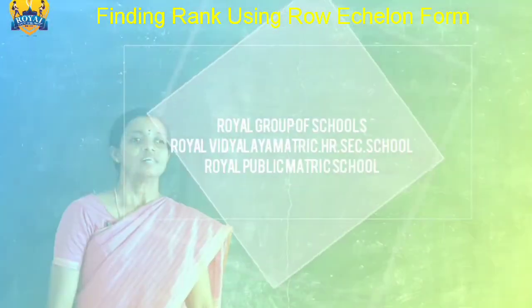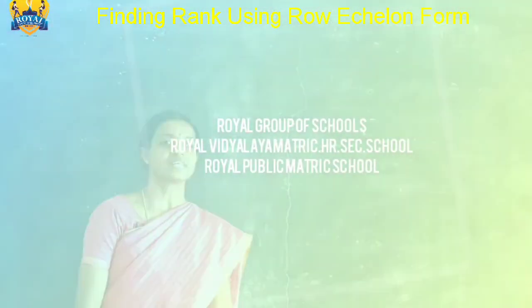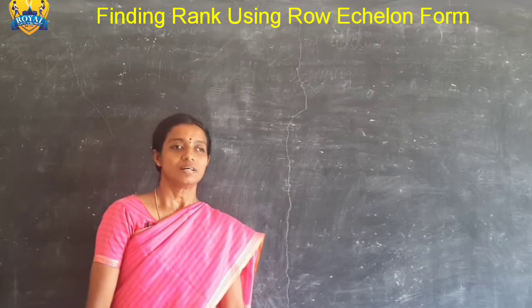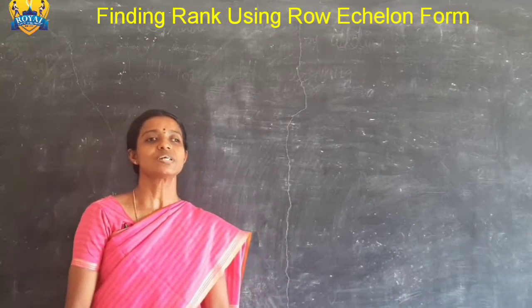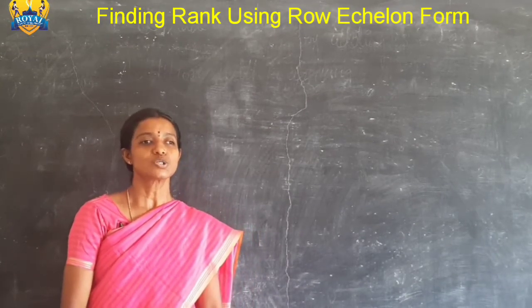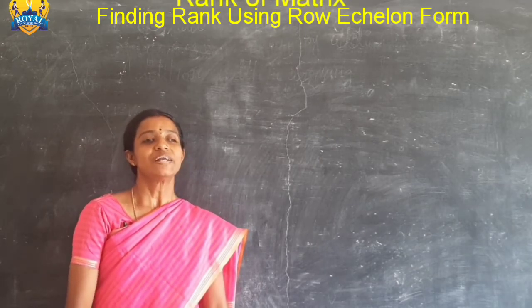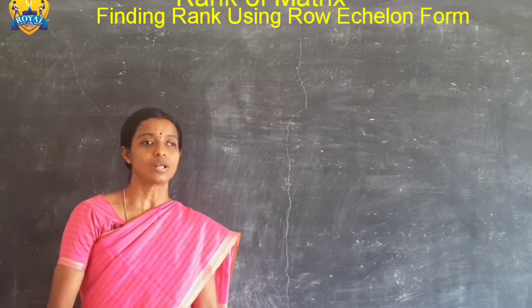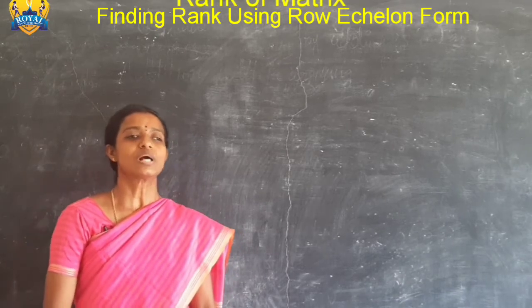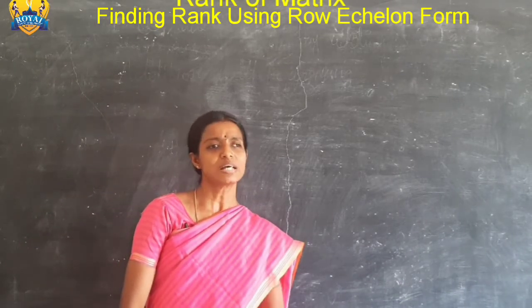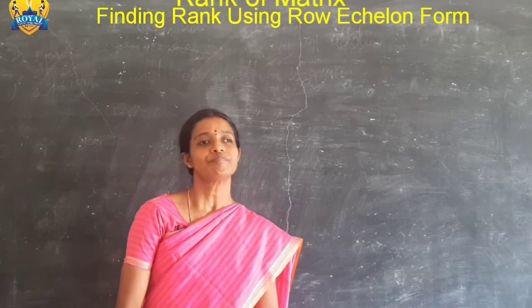Good morning children. In the last class we have seen finding rank of a matrix using the minor method. It is also known as the determinant method. Now let us see finding rank using row echelon form. So already you would have seen examples in row echelon form.